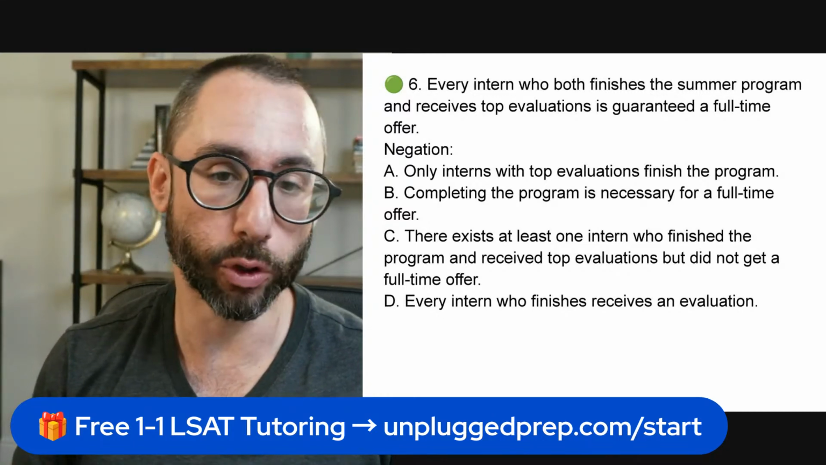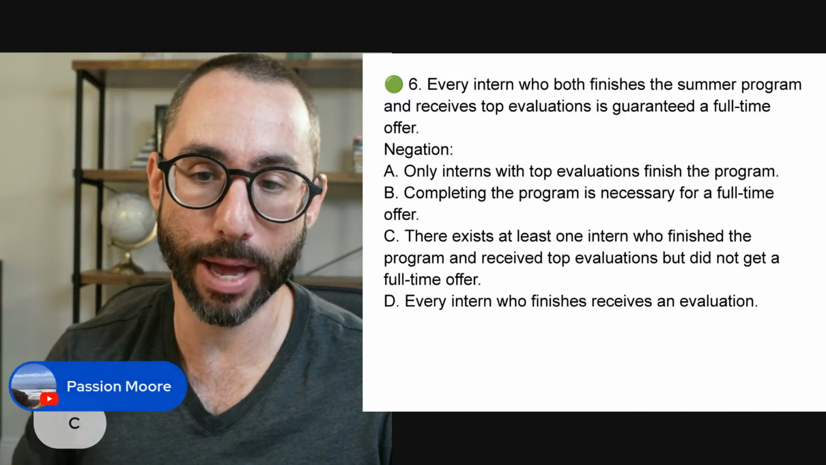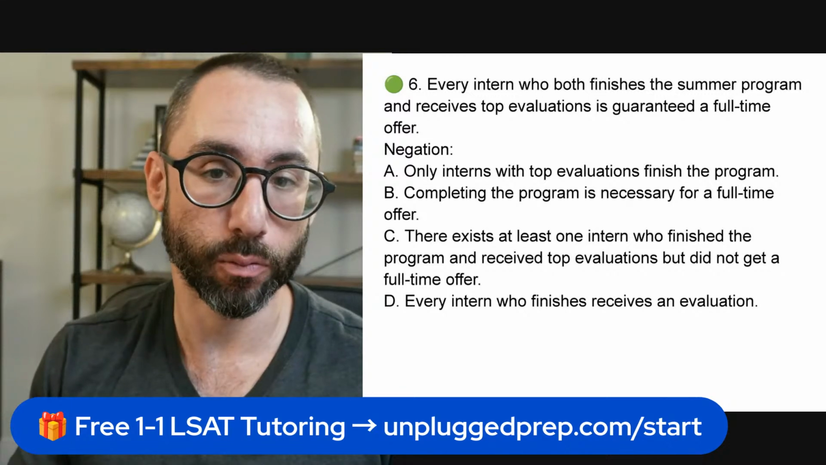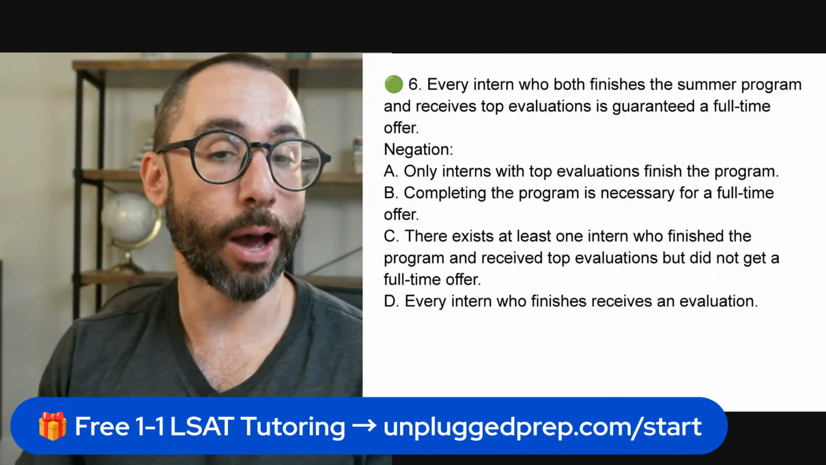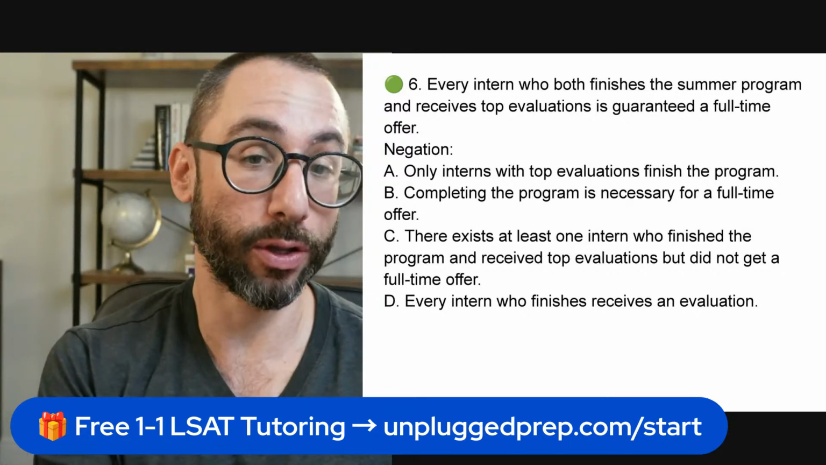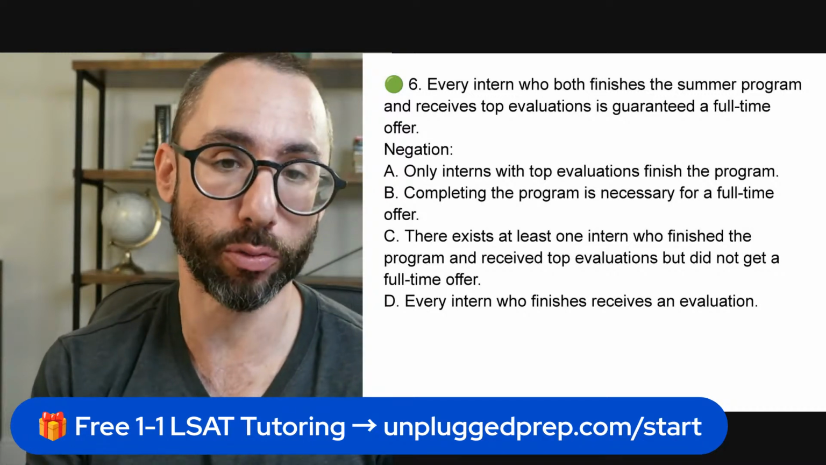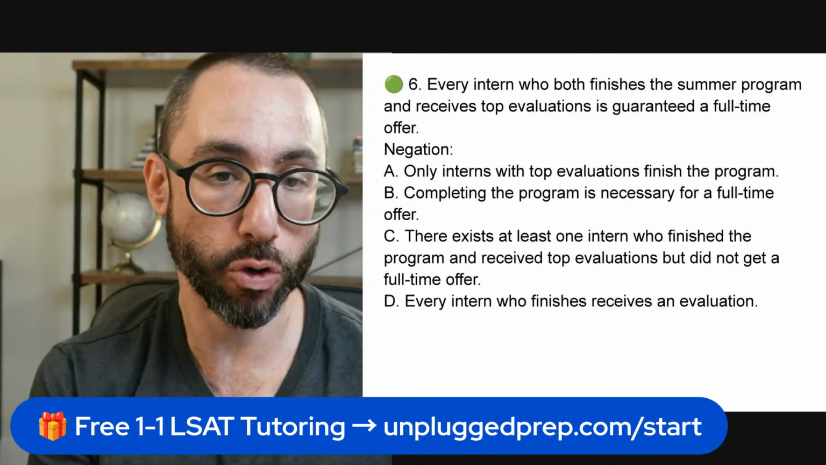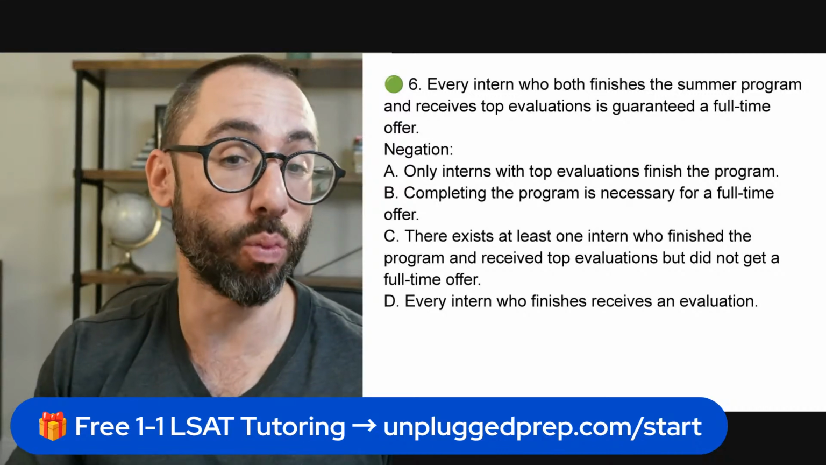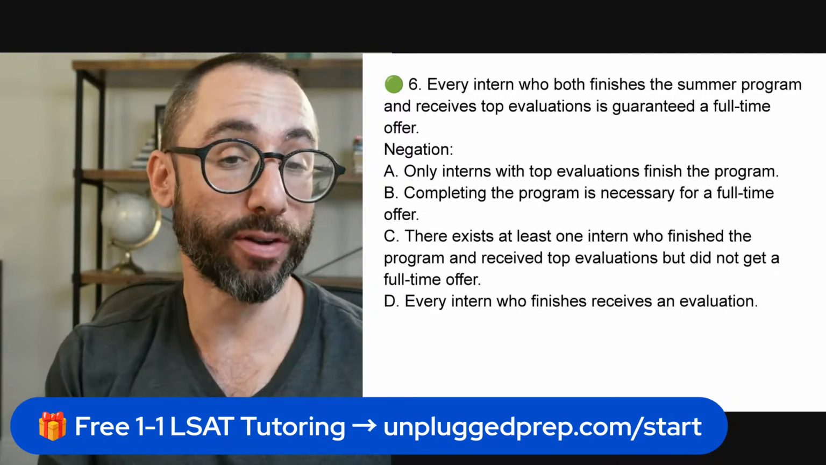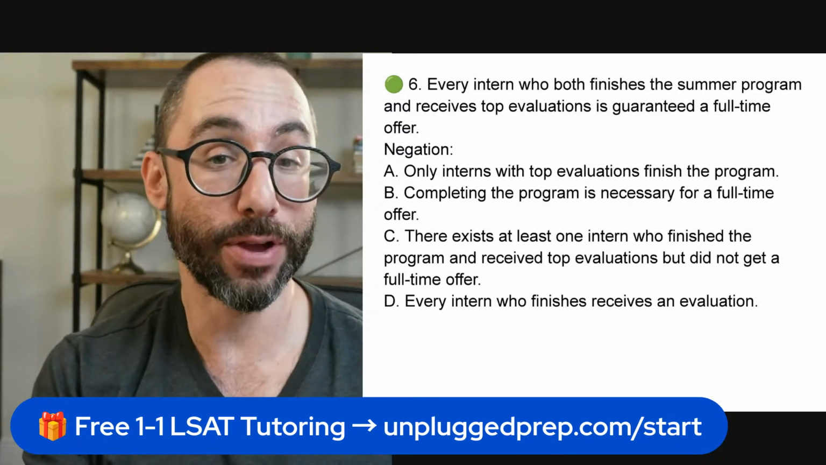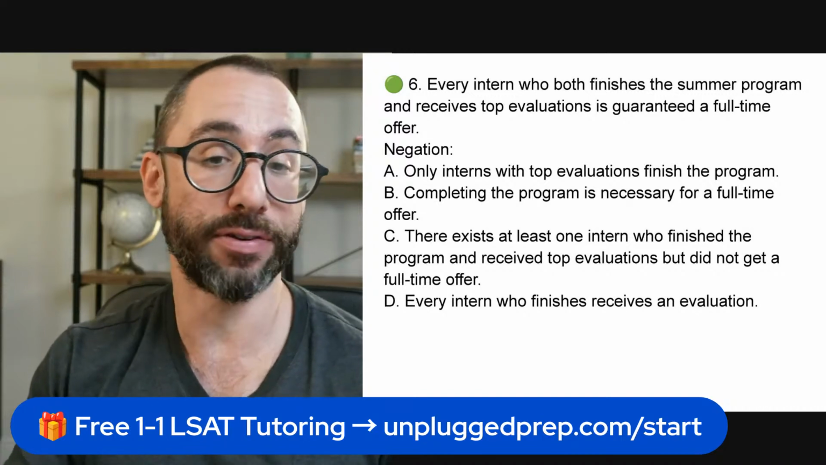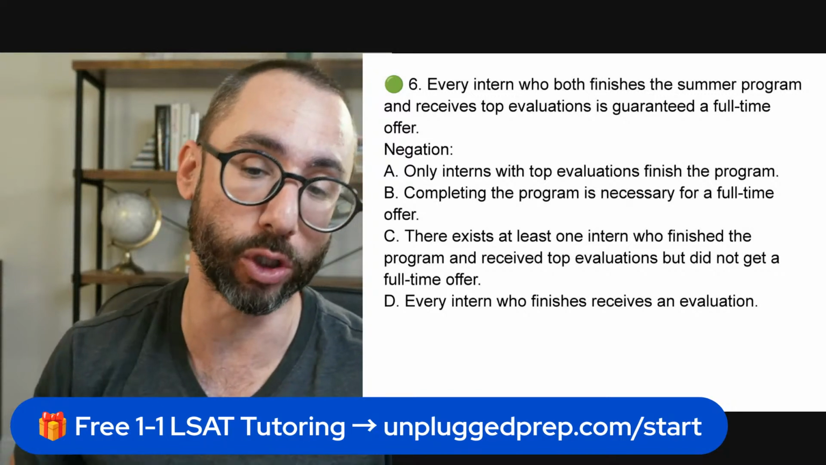So we got here a bunch of folks dropping answers. Luke, Mariam, Anne, Passion, Edward, all saying choice C. Well done. The answer is, in fact, C. Why is it C? Because C is allowing for an exception to the conditional in the original, saying every intern who did both of those things is guaranteed a full-time offer. If we can find even one intern who met both parts of the sufficient condition, both finished the summer program and got top evaluations, but did not get a full-time offer, that disproves the original, and that's exactly what choice C says.